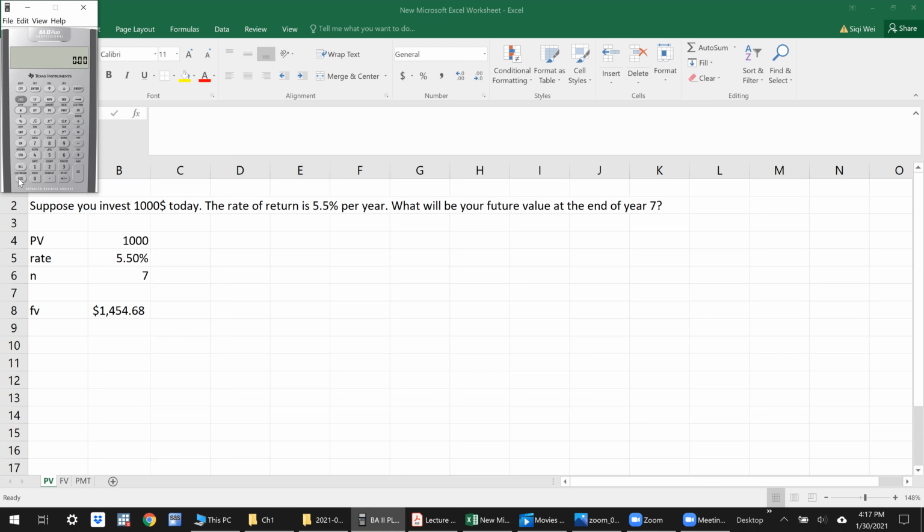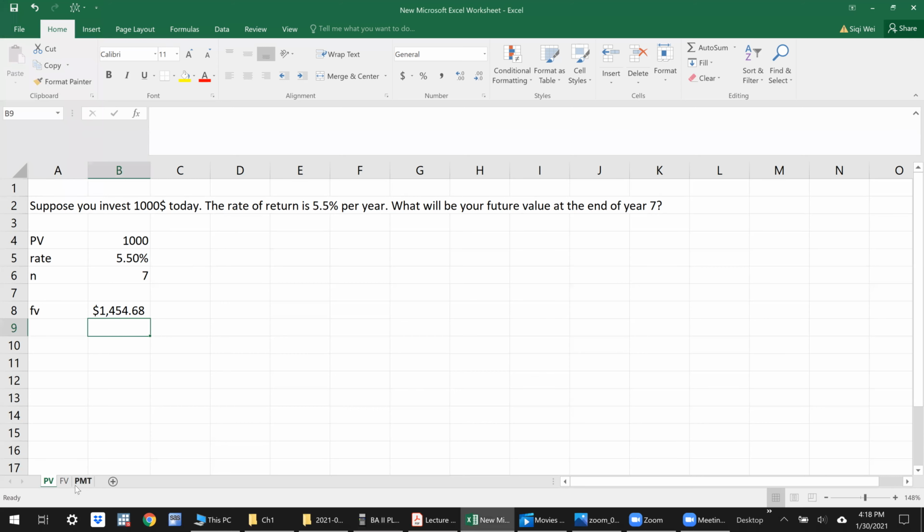Sorry. Let's just start over. I think the mouse is not very easy to use. So present value of 1,000, 7 periods, 5.5, and that is your rate. Now you compute future value. See, it's going to be identical with your Excel output.